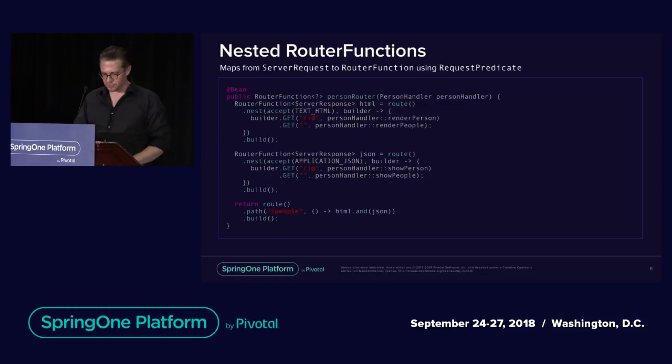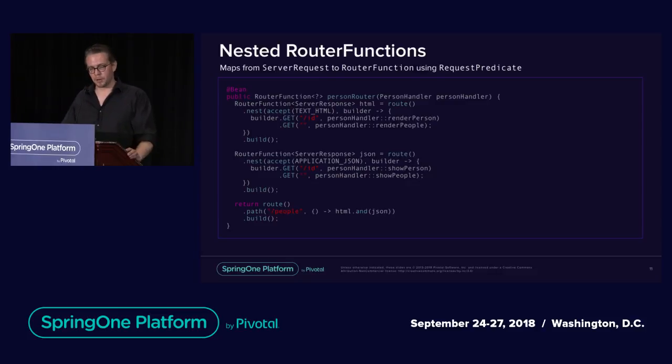So we're nesting here. I think the best way to read this is to start from the bottom. We're building a route with a particular path, and that path method is actually a way of nesting in this DSL. I'm going to say I want you to map those HTML and JSON routes nested within people, so the path should be prefixed with people. What else are we doing here on top? We're also nesting based on the accept header. You can nest any kind of predicates. Earlier I showed you all the predicates. Accept header is one predicate. So here we are nesting HTML.